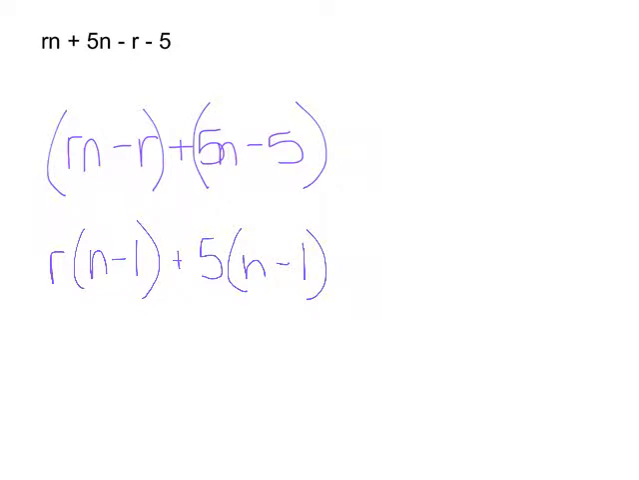And now, following the same way that we did our last example, I'm going to have r plus 5 times the n minus 1. And I was able to get to that step because both of my insides of my parentheses equal the same thing.